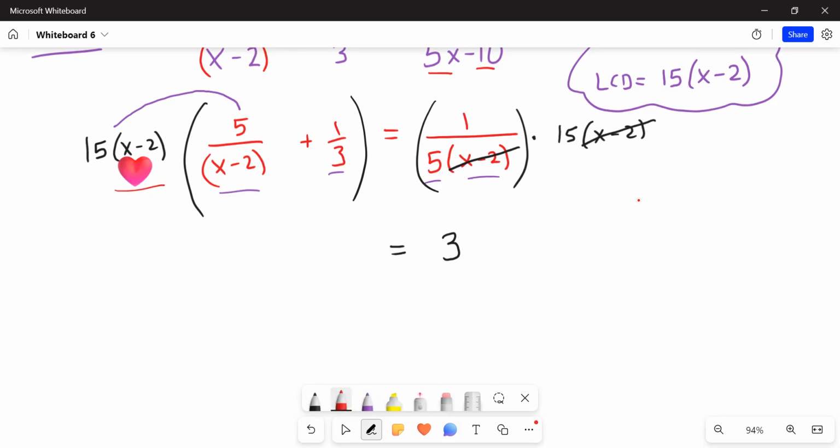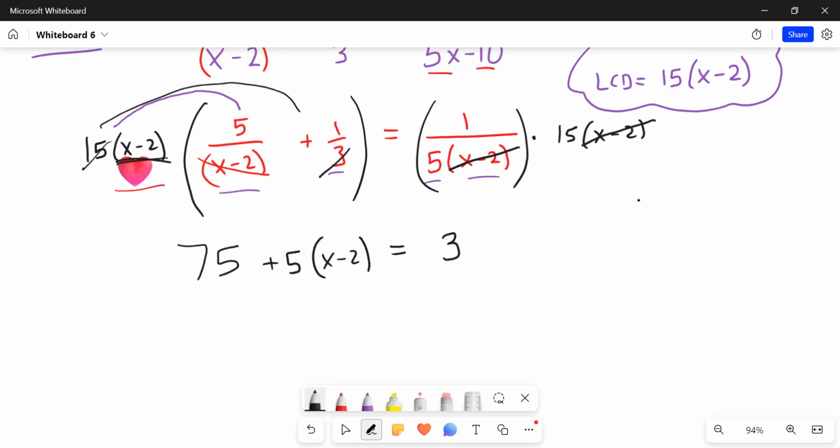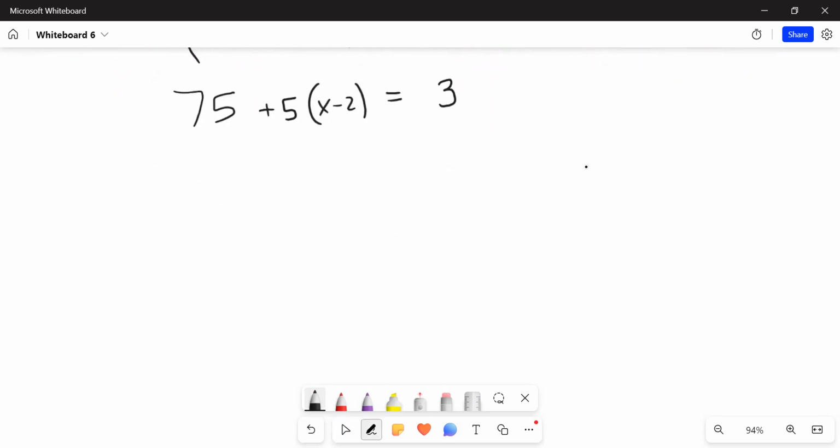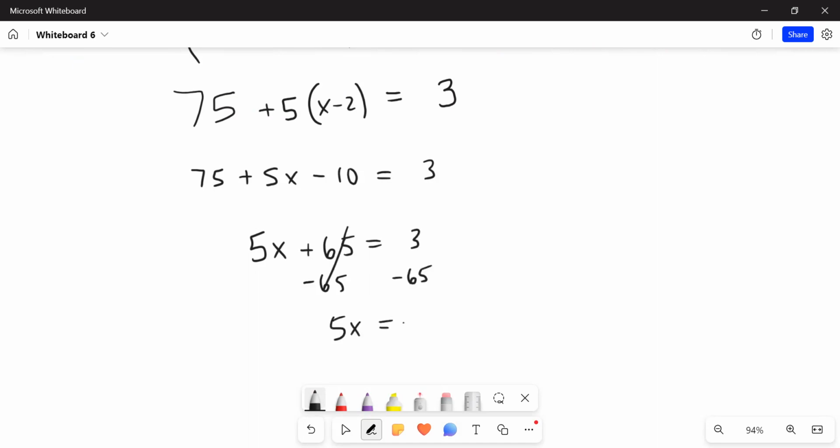On the left-hand side, got to be careful with this one. I have some distribution. When I multiply these first two terms together, the x minus 2 on the outside will cancel out with the x minus 2 on the bottom, and we'll just be left with 15 times 5, that being 75. When I multiply the second fraction, the x minus 2 will not cancel, but rather 3 will go into 15 5 times, and I'll have 5 times still that x minus 2. So several steps later, we'll be able to solve this. You would then distribute 5 times x, 5 times negative 2. Combine like terms, 75 minus 10 is 65. Subtract 65 from both sides, leaving me with negative 62. And then lastly, dividing by 5 will give me x as a value of negative 62 fifths.